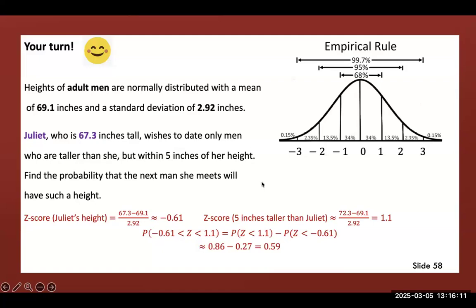And that is what I have written here on the PowerPoint. There's about a 59% chance that the next man Juliet meets will be within this height range.